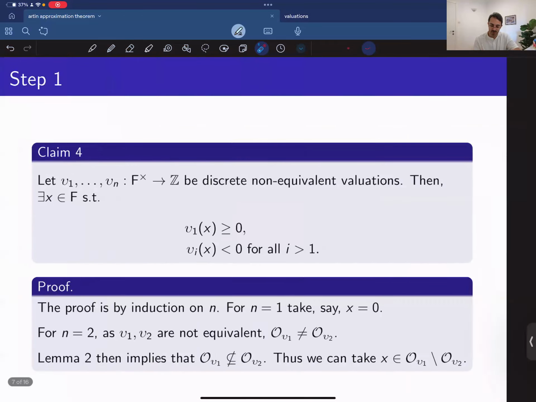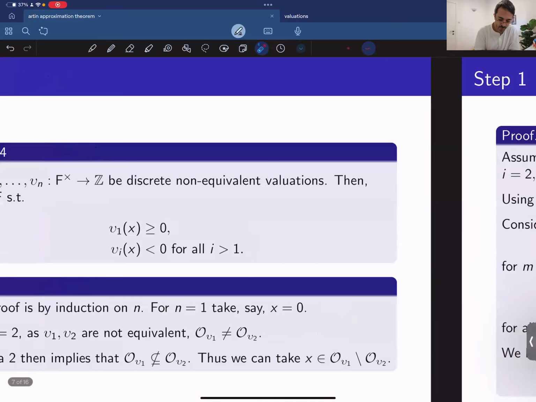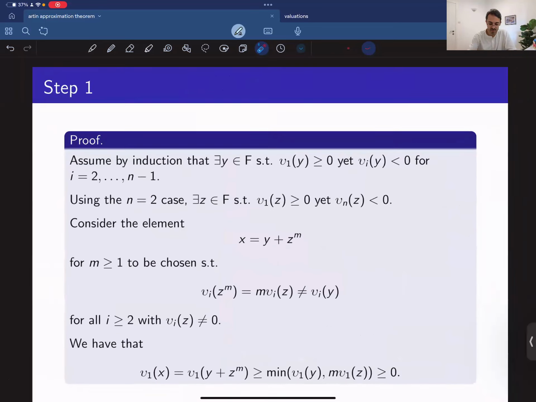And that's it, right? Because, for the induction basis, for the case n equals 2 at least, you just found an element which is here and not here, namely the valuation according to V1 is non-negative, and the valuation according to V2 is strictly negative, because not being in OV2 means that V2 of that element is negative. Good. So let's move along and do the induction step.